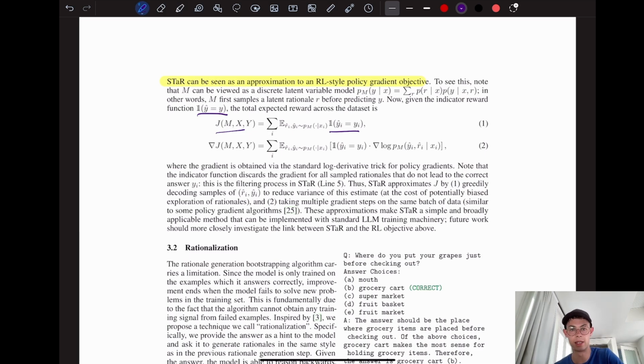And so what they're claiming here is, if we think about the rationale as kind of a latent variable, and we'll talk about that in a second, then you can see this fine-tuning under STAR as an approximation to the RL policy gradient objective. So let's see, first of all, how we can think about this as a latent variable model, and then secondly, we can look at how we go from this to this.